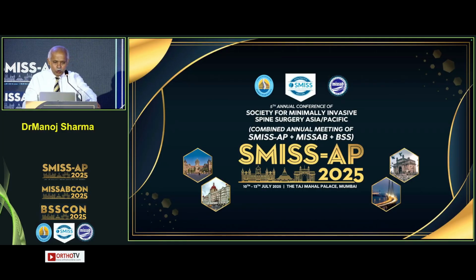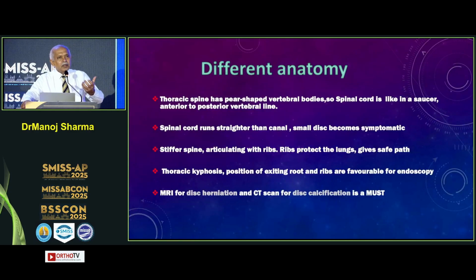Advancing safety in the thoracic endoscopic spine. The thoracic spine has a different anatomy. It is a pear-shaped body, so the spinal cord sits as if in a saucer. It's not the lumbar spine, you know. The spinal cord is anterior to the posterior line.